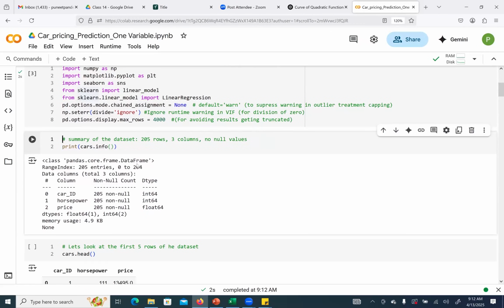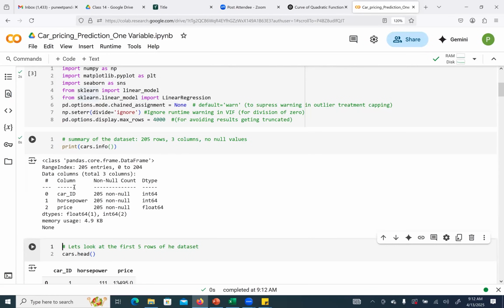Then the first thing that we are doing is we are trying to see what is the schema of our table. How many columns are there? What is the column types and so on. So it looks like I have in total three columns. One is car ID, one is horsepower, and another one is price. In each column, I have 205 non-null values. So it means that there are 205 rows. And there is no missing value in car ID or horsepower or price column.